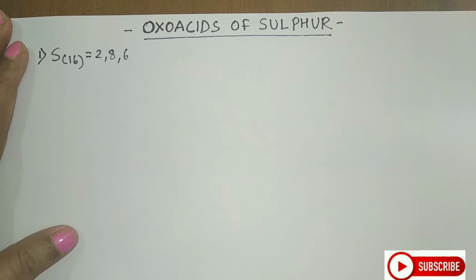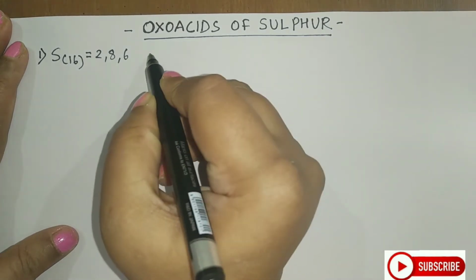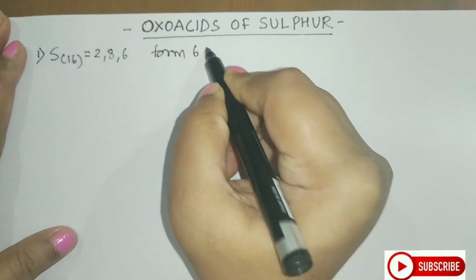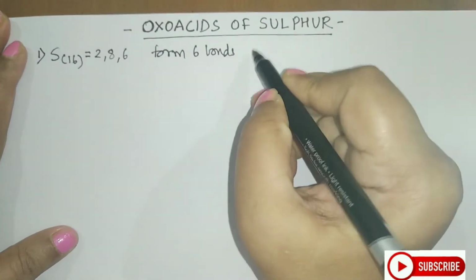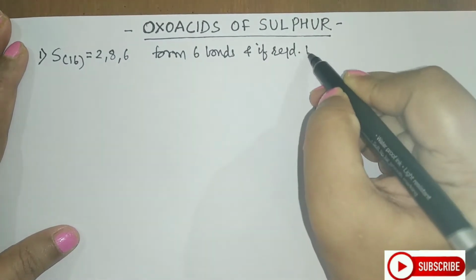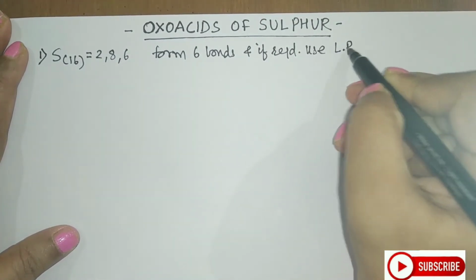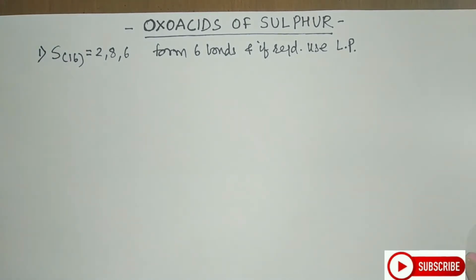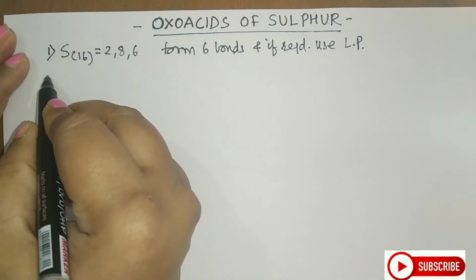Now if the 6 bonds are not getting formed, then we adjust that by using lone pairs. So the first condition is you have to form 6 bonds and, if required, use lone pairs. How to use this rule, we'll be seeing when we take the oxo acids. Let us come to rule 2.